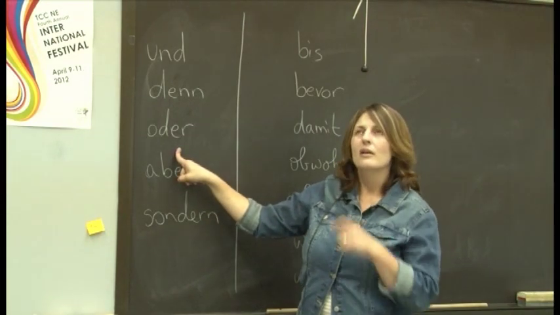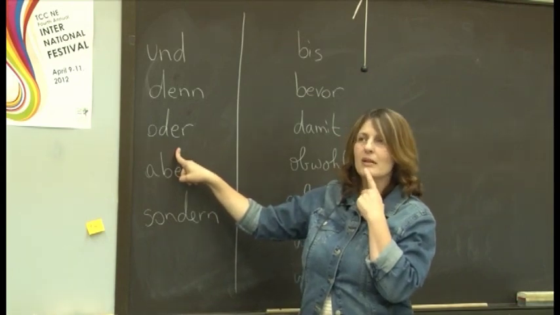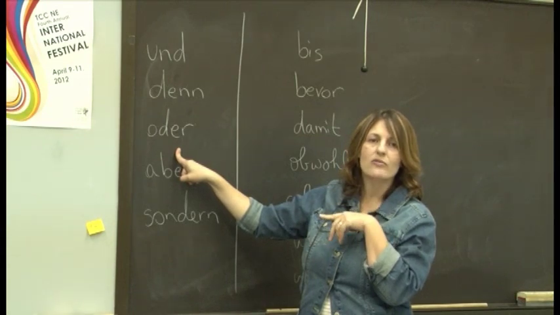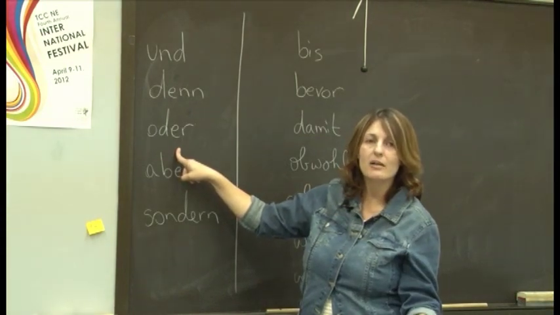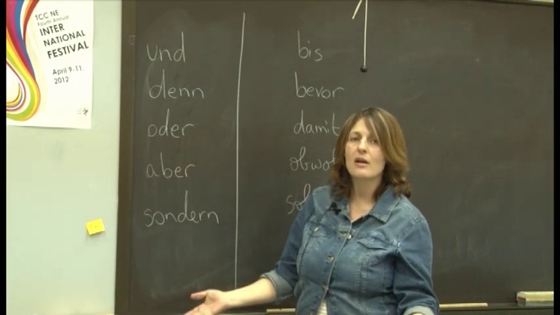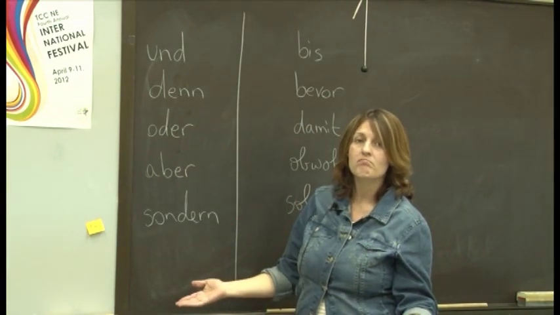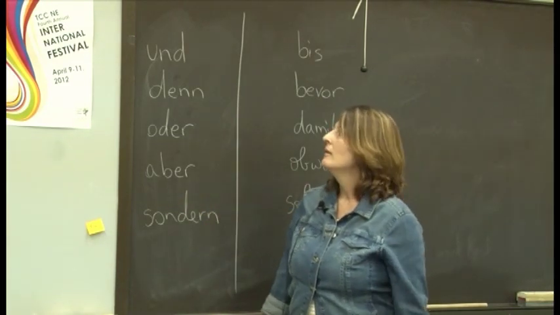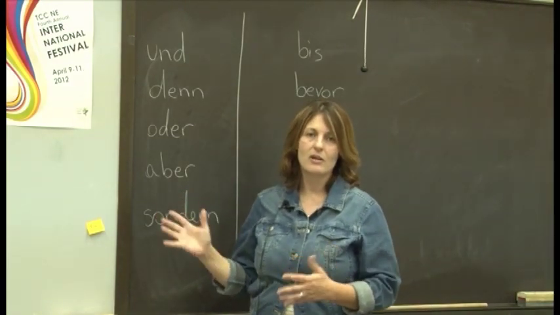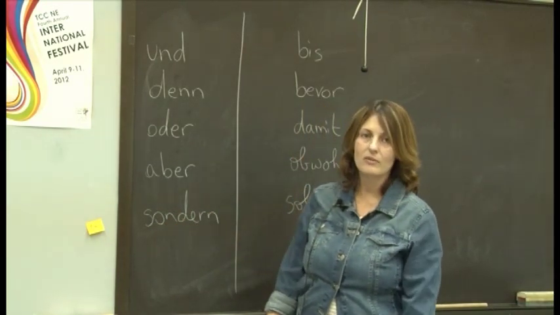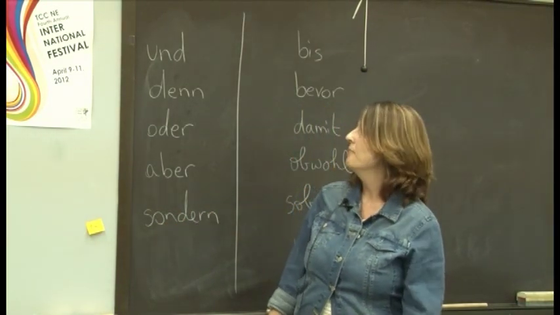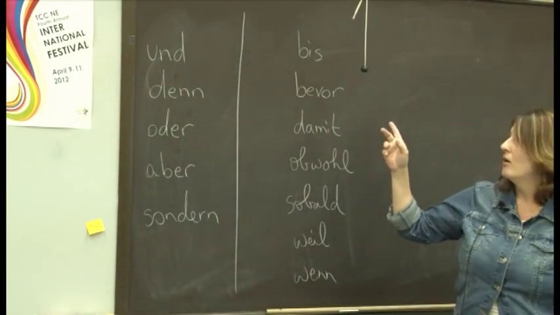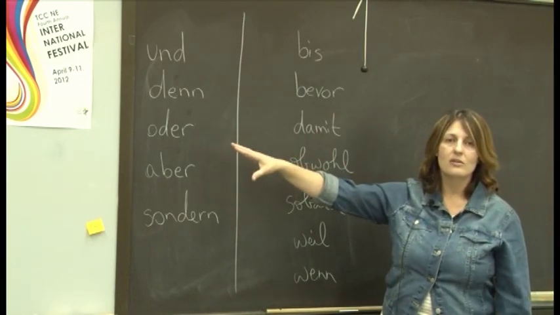Oder soll ich einen Kuchen backen oder soll ich einen in der Bäckerei kaufen? Should I bake one or should I buy one? Aber, sondern, they all fell in the same category. They did not change the word order of the sentence. Okay? And we studied these last semester. So today we're adding on. These were called coordinating conjunctions.